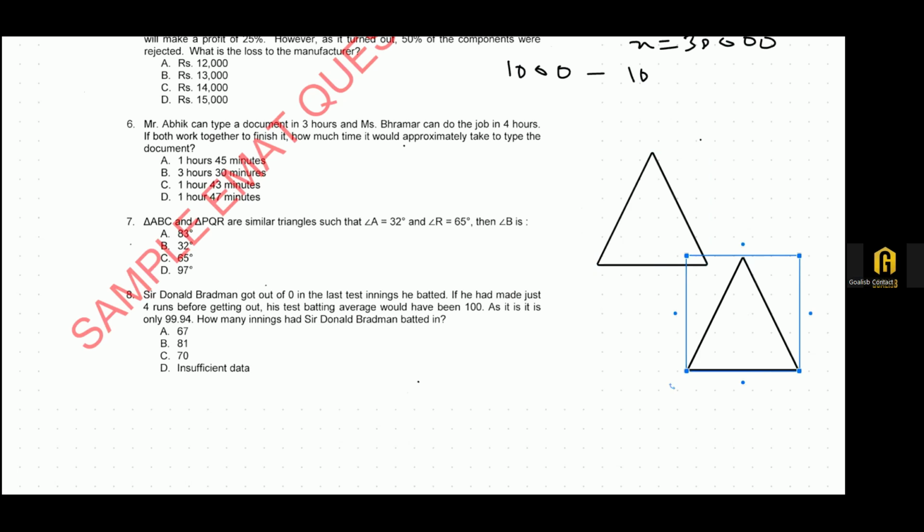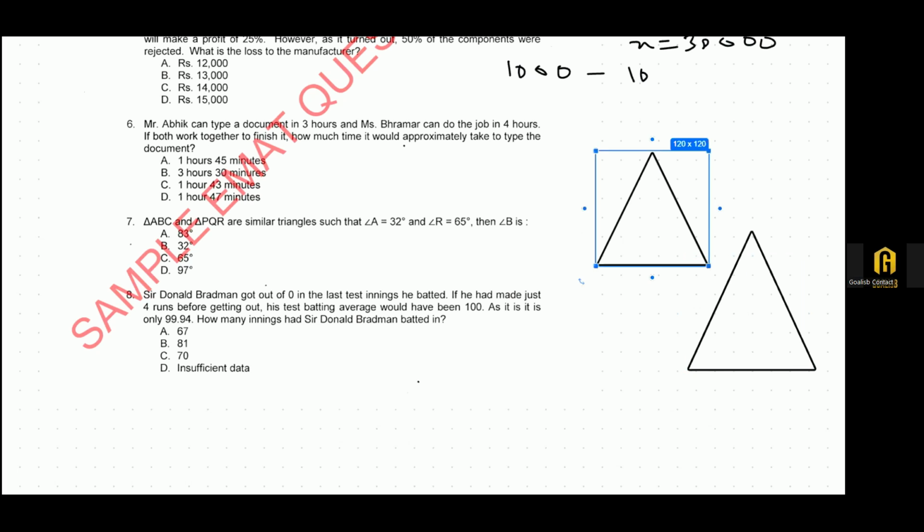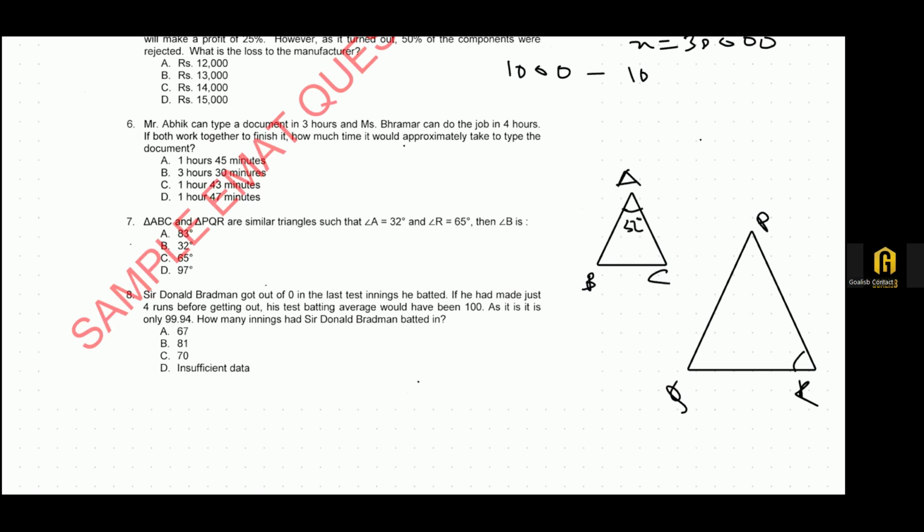There are two triangles, ABC and PQR. So this is the triangle A, B, C, and this is the triangle P, Q, and R. And they're similar triangles. The measure of this angle is 32 degrees. The measure of this angle is 65 degrees. And they have asked, what is the measure of angle B?